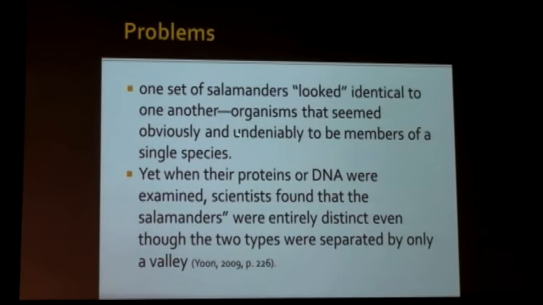And then they looked at a set of salamanders. They looked identical to one another. As far as they could tell, morphologically they were, from looking at their physical structures, members of a single species, but when they did DNA analysis, they found that the two salamanders were entirely distinct, even though the two types were separated by only a valley. So DNA analysis says they're very, very different.